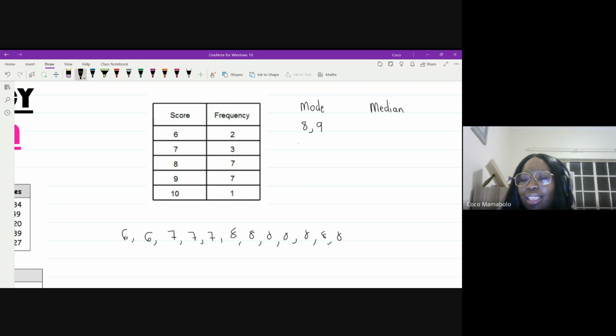Thumbs up. Are you guys understanding what ma'am is saying? Yes? We are ordering it just like that because there's 2 6s, there are 3 7s, there are 7 8s, there are 7 9s. Now, we want to find the number straight in the middle, the one sitting right in the middle. But now this is going to be problematic.